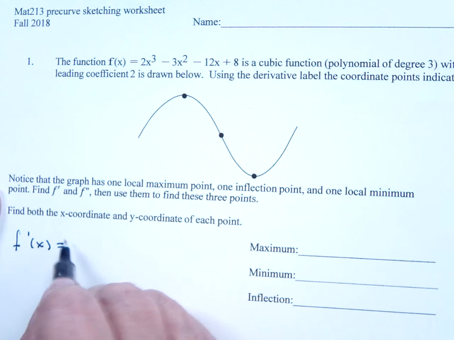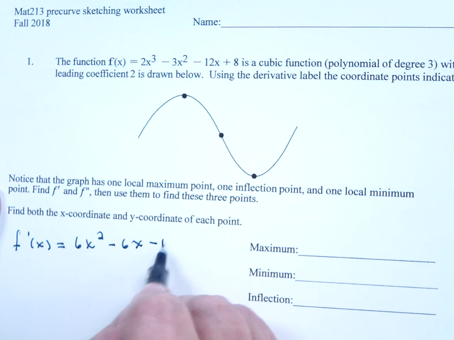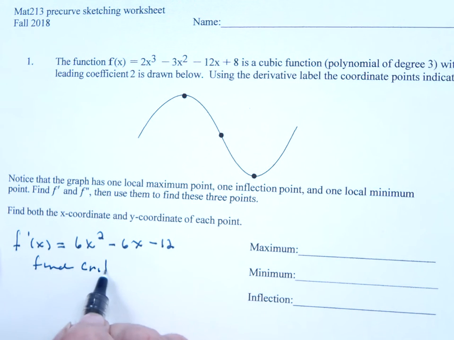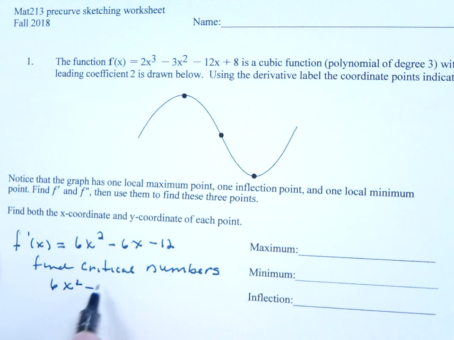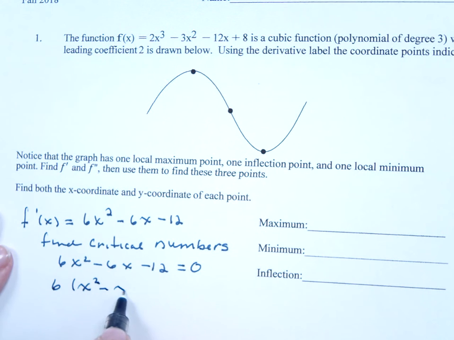The first derivative is 6x squared minus 6x minus 12. I need to find the critical numbers. This is where 6x squared minus 6x minus 12 equals 0. Greatest common factor of 6 makes life easy. This is where x squared minus x minus 2 equals 0.